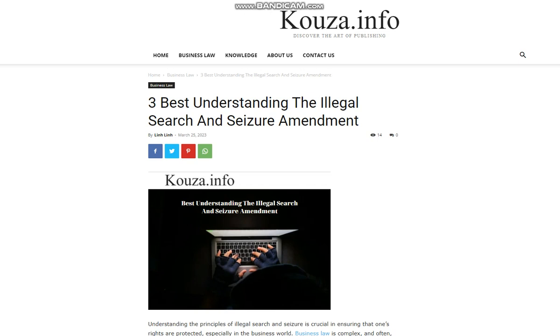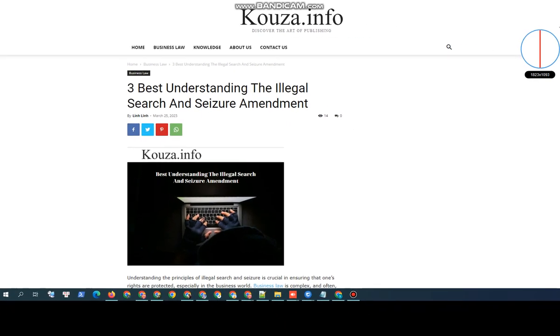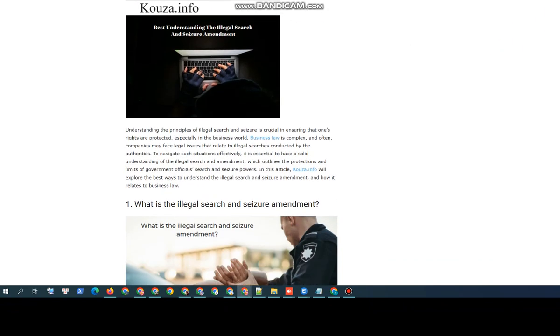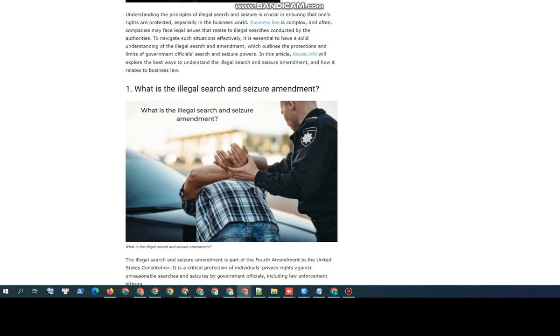3. Best understanding the illegal search and seizure amendment. Understanding the principles of illegal search and seizure is crucial in ensuring that one's rights are protected, especially in the business world. Business law is complex, and often, companies may face legal issues that relate to illegal searches conducted by the authorities. To navigate such situations effectively, it is essential to have a solid understanding of the illegal search and seizure amendment, which outlines the protections and limits of government officials' search and seizure powers.